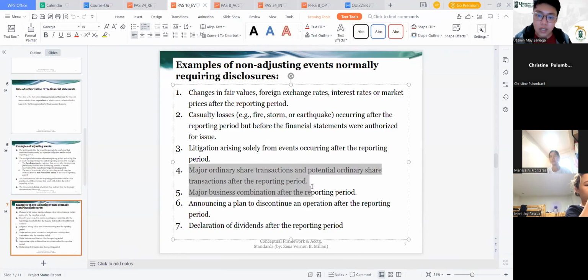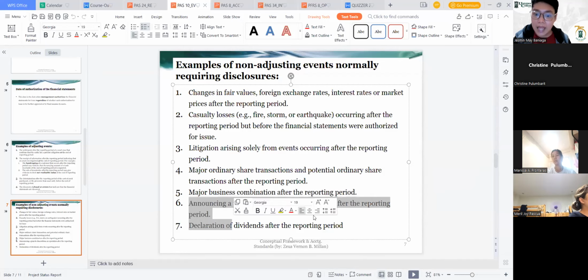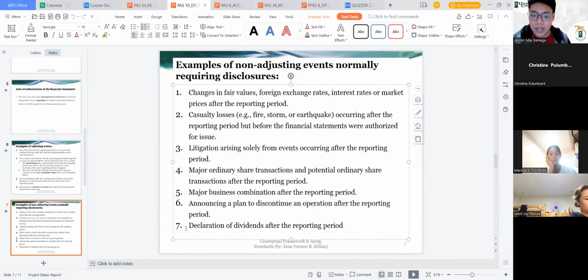Number 4, another non-adjusting event, just remember this one, major ordinary share transactions and potential ordinary share transactions after the reporting period. So that's the key there again, after the reporting period. Major business combination, advanced accounting topic, after the reporting period. Announcing a plan to discontinue an operation after the announcement came after the reporting period. And declaration of dividends after the reporting period are all non-adjusting events.